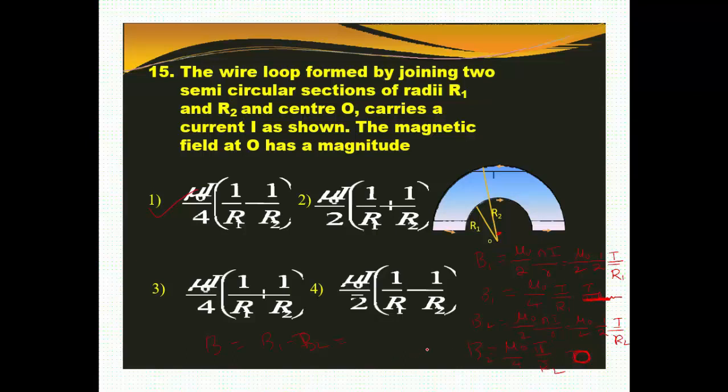Okay, so the net magnetic field is B1 minus B2. Why minus? Because B1 and B2 are opposite. B1 is greater, B2 is smaller. That's why it is B1 minus B2. Substitute and get the calculation. So it will be the first option.